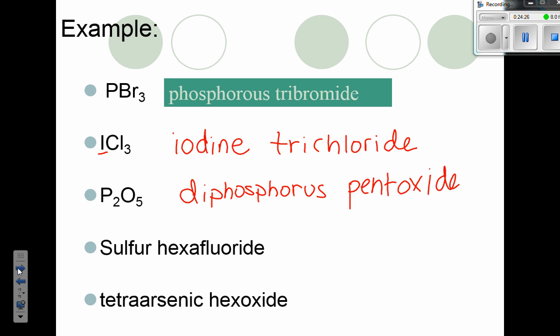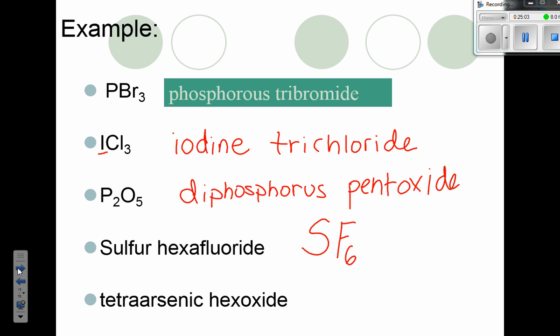So now let's flip it. Now we're given the name and we have to write out the formula. So how's this going to start here? Yours is a little different than mine. Ours are opposite. Mine has the word, yours has the symbol. But what's the symbol for sulfur? Capital S. And how many sulfurs are there? Just one. What's the symbol for fluoride? Capital F. And how many are there? 6.